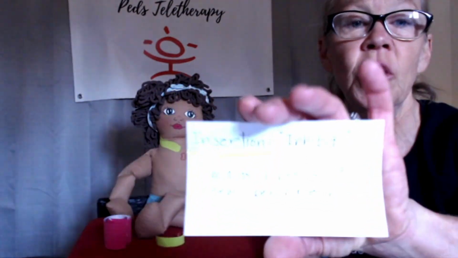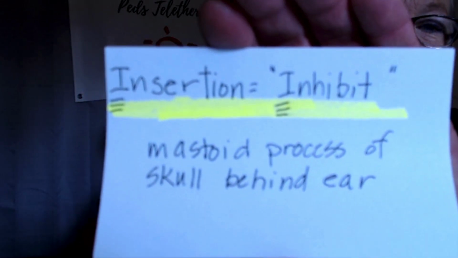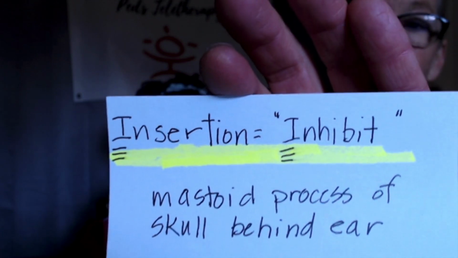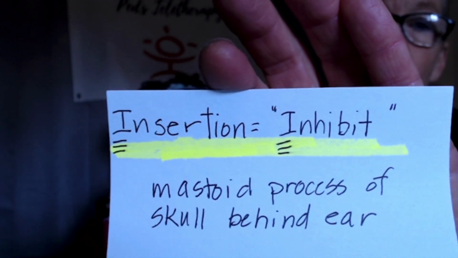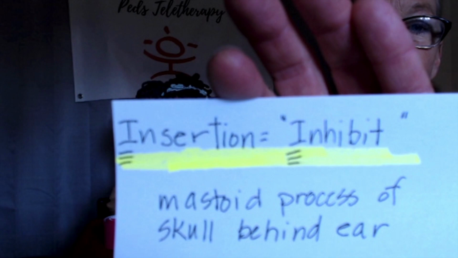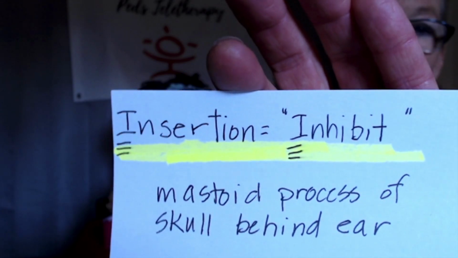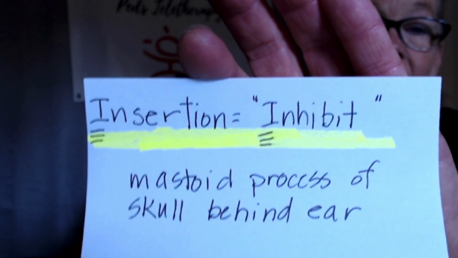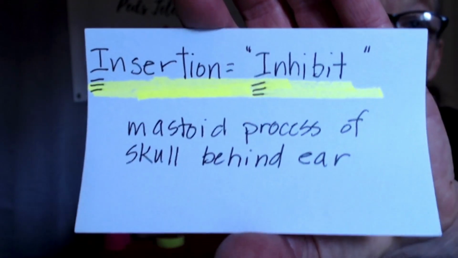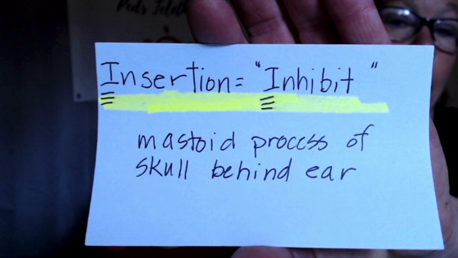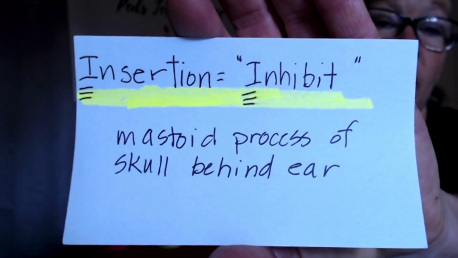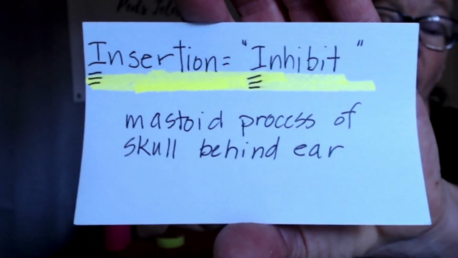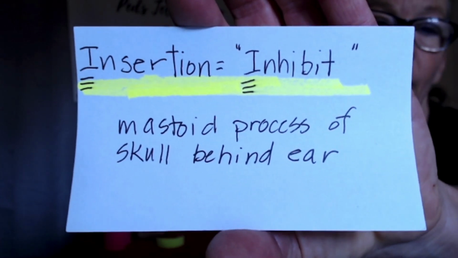Where's the insertion? Where does the muscle end? An insertion starts with an I. That's important to remember because that'll cue you to remember that if you start where the insertion is, it's going to inhibit that muscle or cause it to work less and relax. That's important when you're trying to get a muscle that's tight to relax so you can stretch better. And that insertion for the sternocleidomastoid is the mastoid process on the skull right behind the ear.